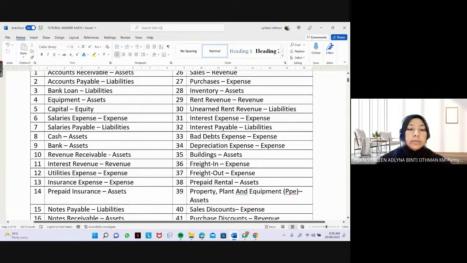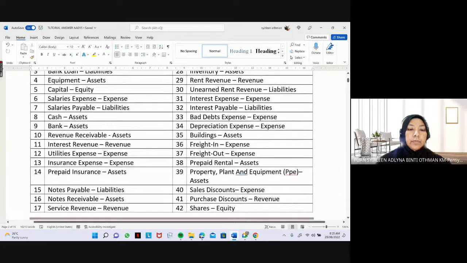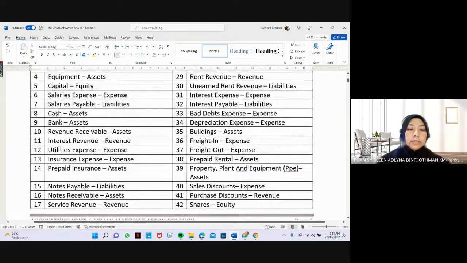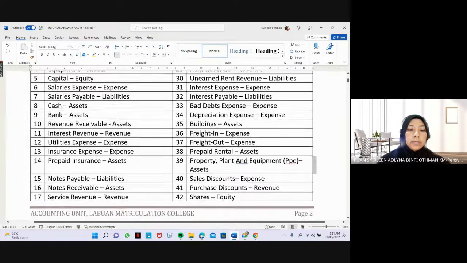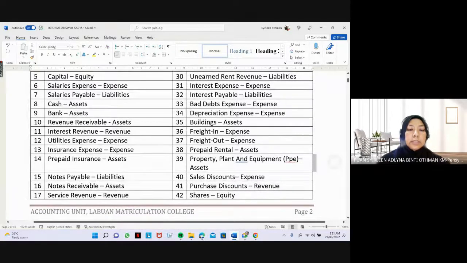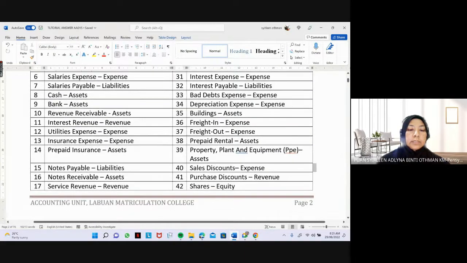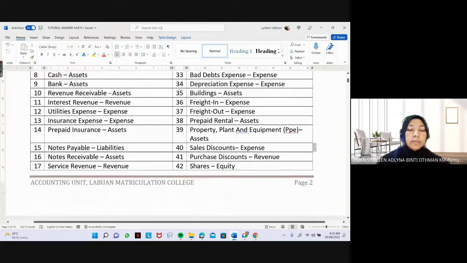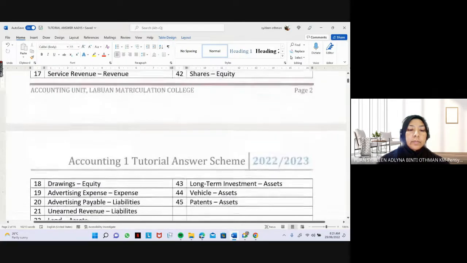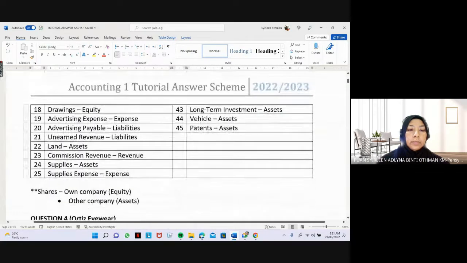Interest revenue. Okay, utilities expense and insurance expense, that is expenses. Prepaid insurance is asset. Notes payable is liabilities. Notes receivable is asset. And then you have service revenue, which is your revenue. Okay, and then we have drawings, equity. Advertising expense is also expenses. Okay, advertising payable is liabilities.